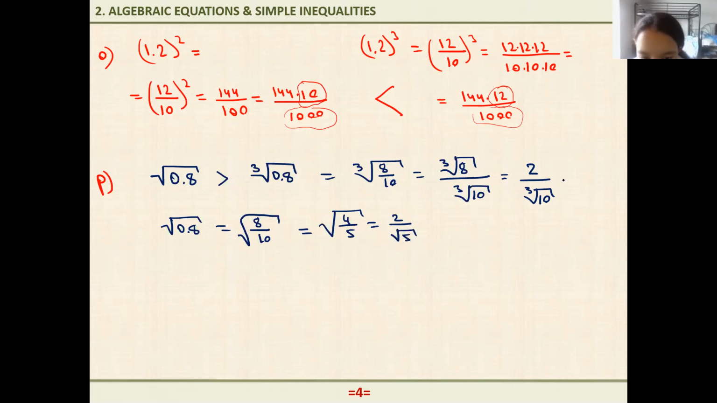Okay. Now as you see here, numerators are the same. Numerators are the same. Now we should check the denominators. 2 is divided by square root of 5. 2 is divided by cube root of 10. So this square root of 5, it is 2 point something. And how about this thing? Also 2 point something, but this thing is smaller than cube root of 10.